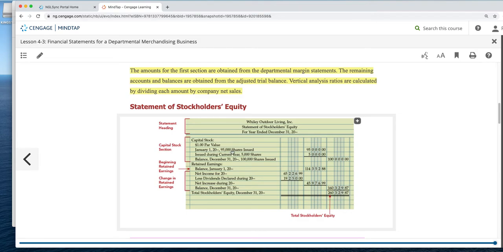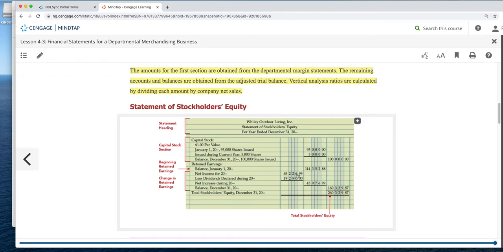January 1st, there are so many shares issued for this problem, 95,000. If they're $1 and there's 95,000 of them, that's how much money we have in stock. Current year, we put 5,000 shares out there at $1 par, so we add them up. These numbers will be given to you in the directions. Now, retained earnings, you're going to have to look around a little bit. This is going to be from the adjusted trial balance.